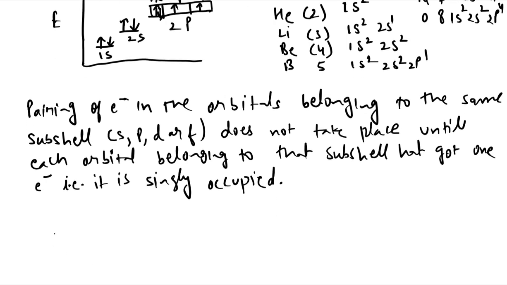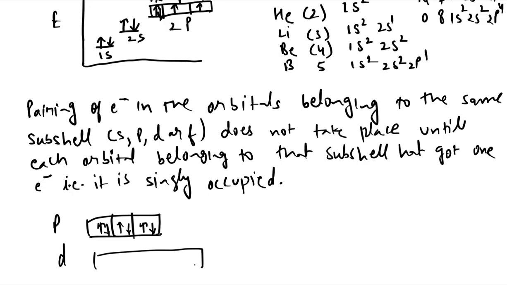Okay, so what does it mean? If we have a p orbital, then first we will fill them singly, then only the pairing will start. In the d orbital, we have 5 degenerate orbitals, right? So first they will all fill singly and then the pairing will start taking place. And the ground for this is that every atom wants to achieve the minimum energy state.